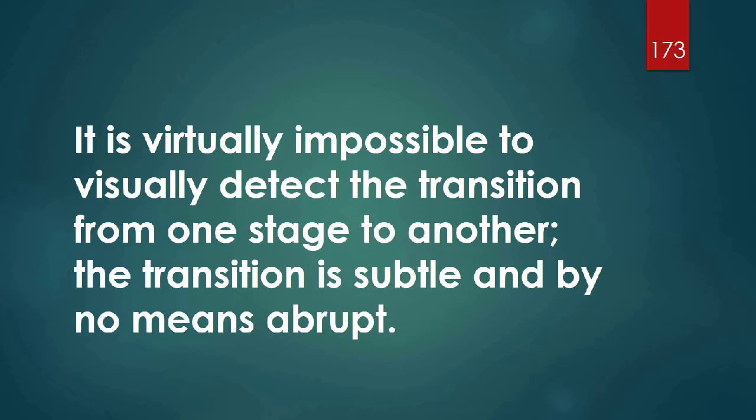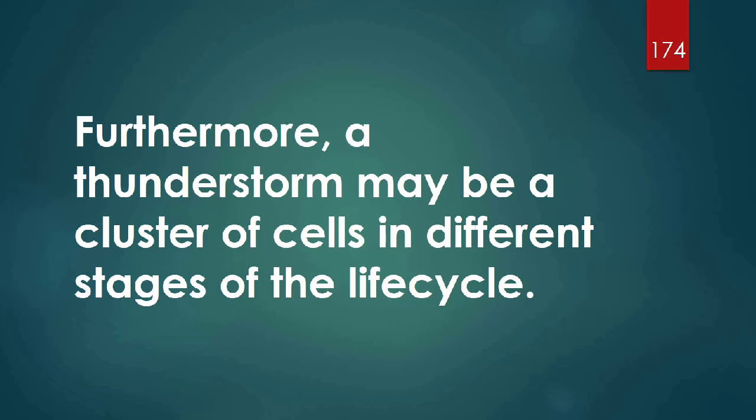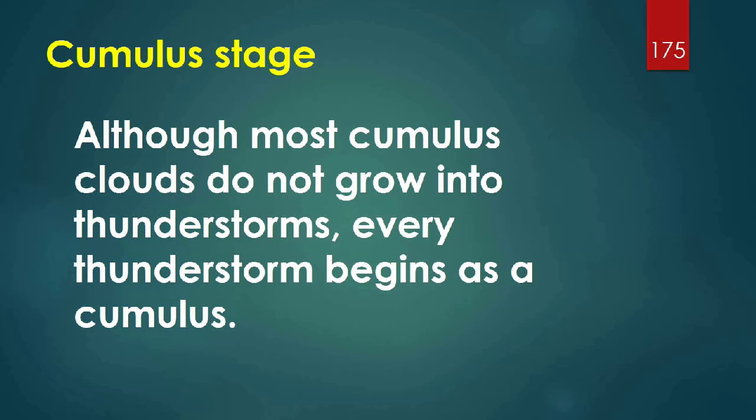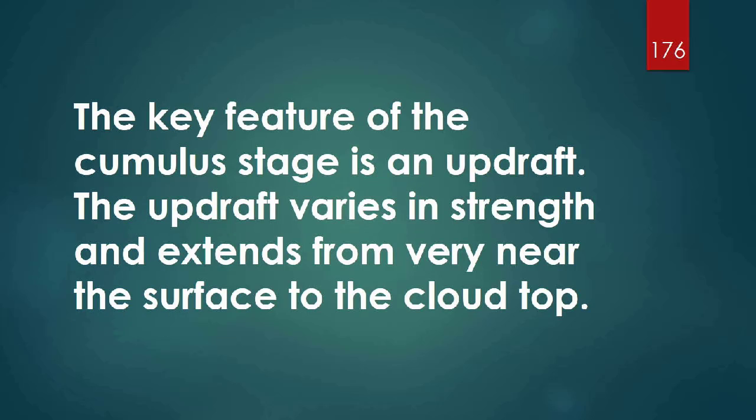It is virtually impossible to visually detect the transition from one stage to another. The transition is subtle and by no means abrupt. Furthermore, a thunderstorm may be a cluster of cells in different stages of the life cycle. Cumulus stage. Although most cumulus clouds do not grow into thunderstorms, every thunderstorm begins as a cumulus. The key feature of the cumulus stage is an updraft.